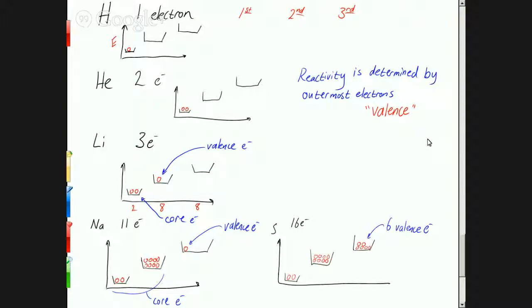Why do you think that might be? What do you think is special about having 8 electrons in the outer shell? So what is it about their electrons that you think makes it that way?